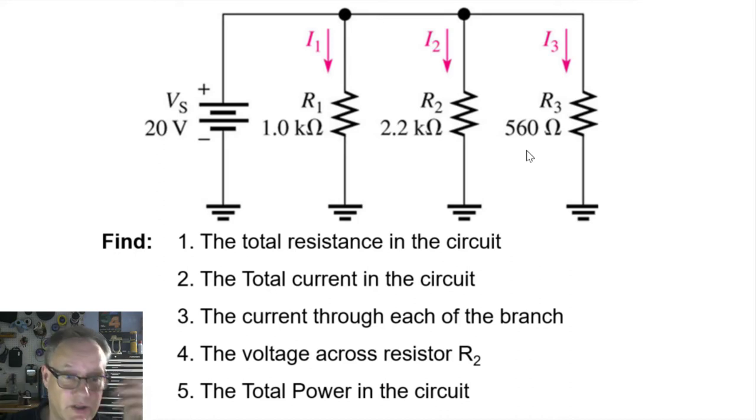That's the total resistance of the circuit. And the total current through the circuit, that's easy. I take the total voltage, which is actually called the voltage source, and I divide that by the total resistance, and then I have the total current. I'm using Ohm's law. Okay, good.